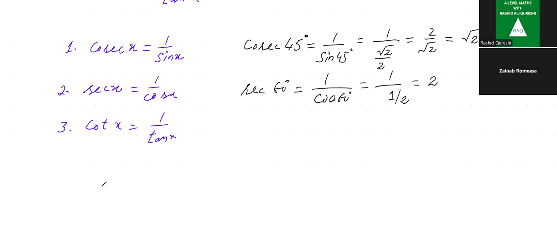Suppose we want to find the value of cot of 30 degrees. So cot of 30 degrees becomes 1 over tan of 30 degrees. When I use a calculator, that becomes 1 by root 3. Don't memorize these values; you have to use the calculator a lot. So 1 by root 3 becomes simply root 3. So these are the values of trigonometric ratios.